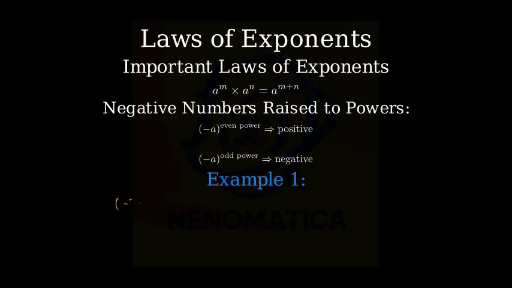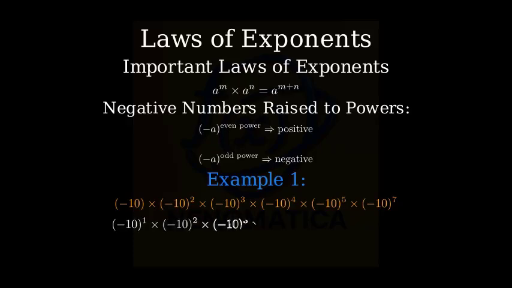We'll simplify the expression negative 10 times negative 10 squared times negative 10 cubed times negative 10 to the fourth power times negative 10 to the fifth power times negative 10 to the seventh power. Let's begin by rewriting the expression. We can rewrite negative 10 as negative 10 to the first power to better see the pattern.